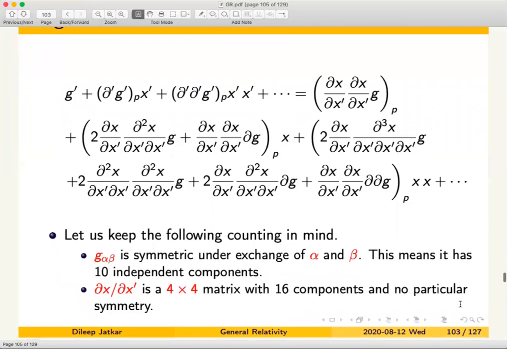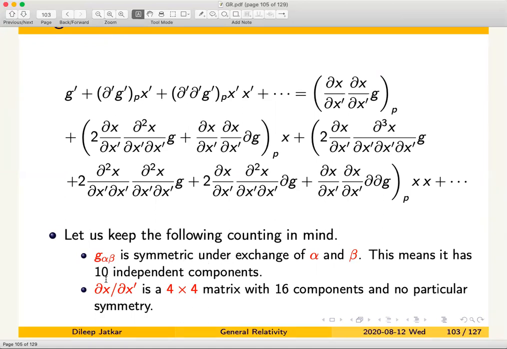So let's try to figure out what we are trying to do here. The first thing is that we know that the metric is symmetric under exchange of alpha beta. If there was no symmetry in G alpha beta, then alpha would have taken 4 values and beta would have taken 4 values. So the total number of elements in the metric, if you think of that as a 4 by 4 matrix itself, is 16 independent entries. But that's not the case because G alpha beta is symmetric, and because it is symmetric, the total number of independent components is only 10.